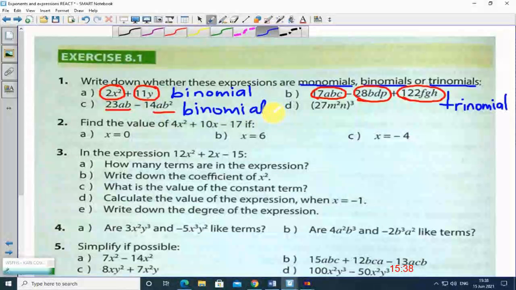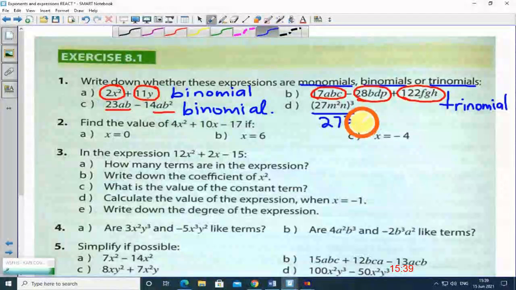And here, last one, well that is a bracket cube. Now we've talked about exponent work there. We've done exponents like that. If we've got a bracket and a cube outside, can you remember what that meant we had to do? Well, it meant it's going to be 27m squared n times 27m squared n times 27m squared n. And we actually learned that that means that the 27 would be raised to the 3.